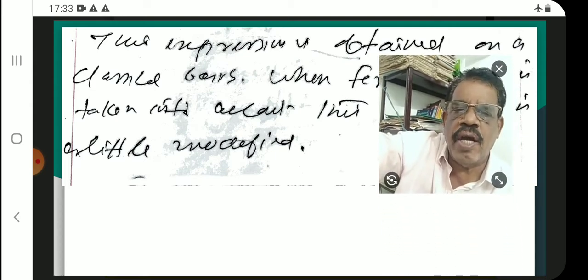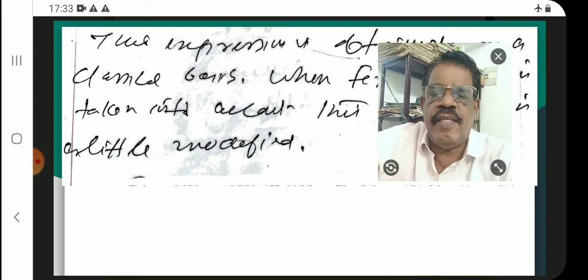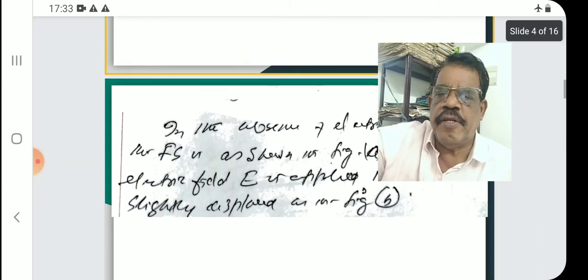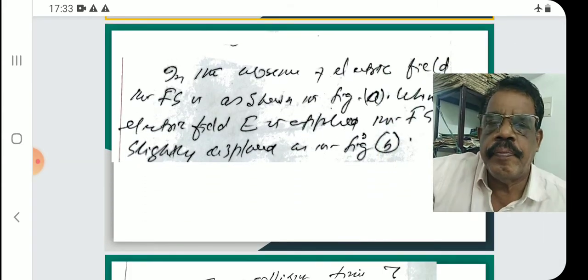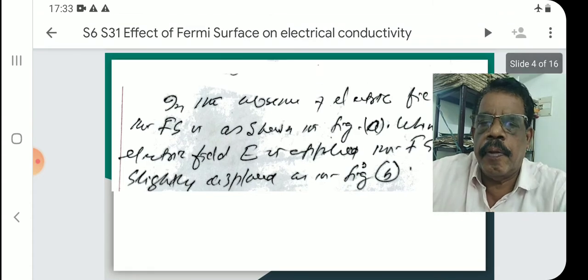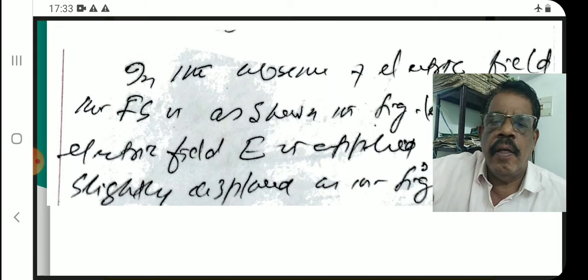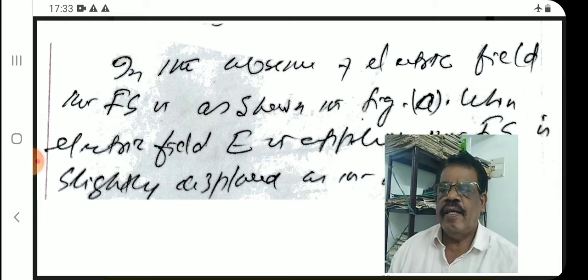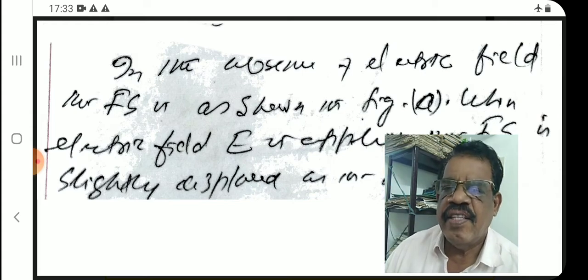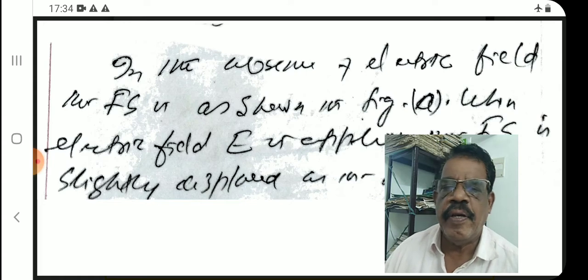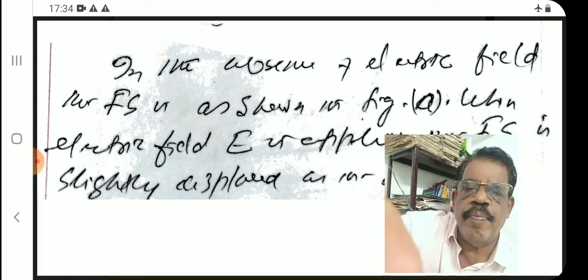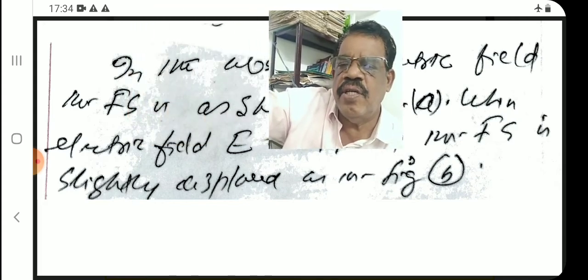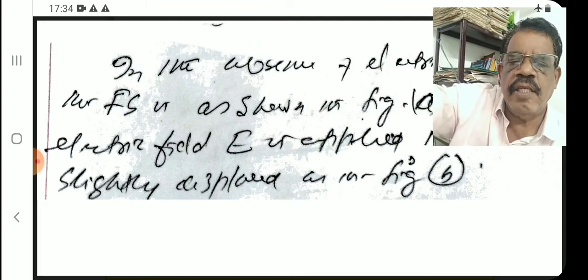When we take into account the idea of Fermi surface, there is a small modification in the expression. In the absence of electric field, the Fermi surface, Fs, is as shown in figure A. When electric field is applied, the Fermi surface, Fs, is slightly displaced as in figure B, that we have explained.